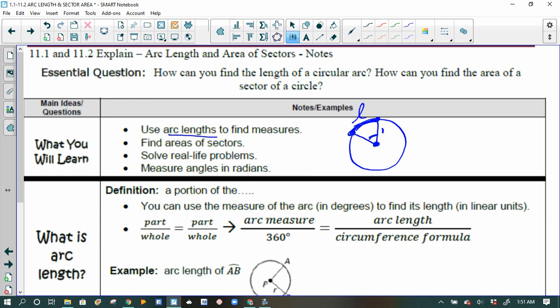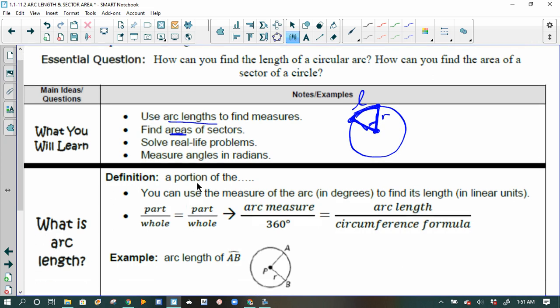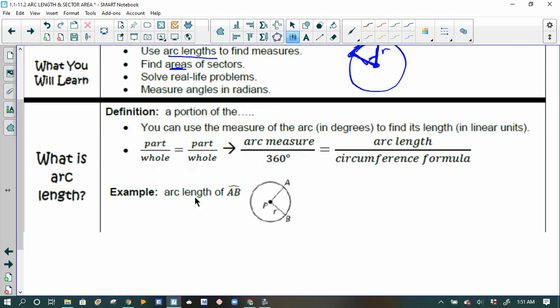Okay, this is still your radius. We're going to find the area of a sector. The sector is like a slice of pizza. So we're going to find the area of a slice of pizza, and then we're going to use that in real world problems. So the cool thing is it's straight proportions.